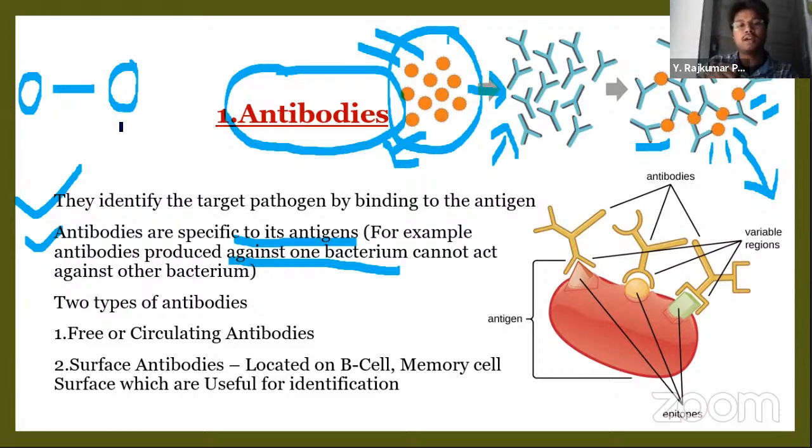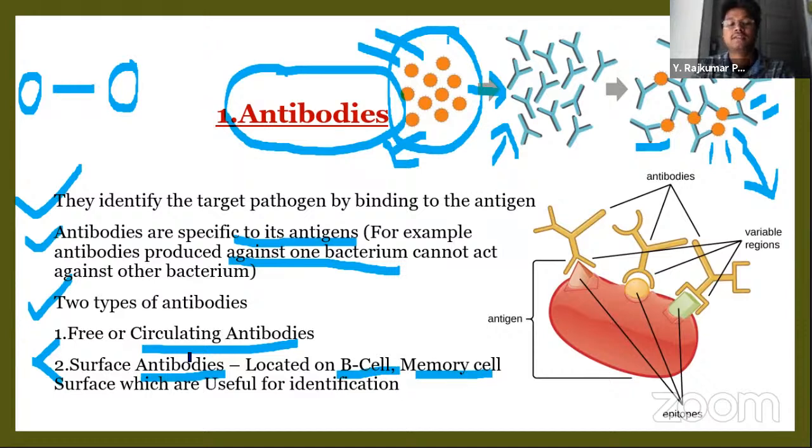So they are like lock and key. Suppose one lock only works with that key, it cannot open the other lock, isn't it? The same way, antibodies are so specific to their antigens or the pathogens. There are two types of antibodies: free or circulating antibodies and surface antibodies. Circulating antibodies circulate in the body, and the surface antibodies are located on the B cells and memory cell surface, which are useful for identification.